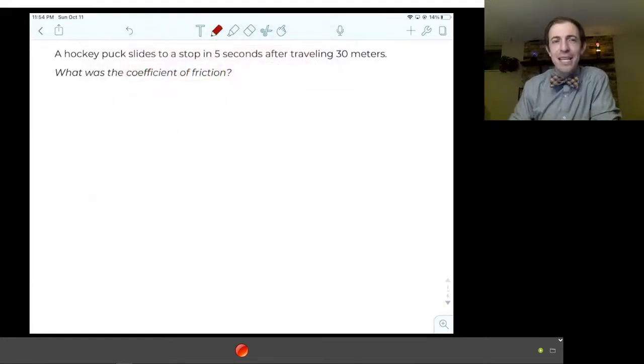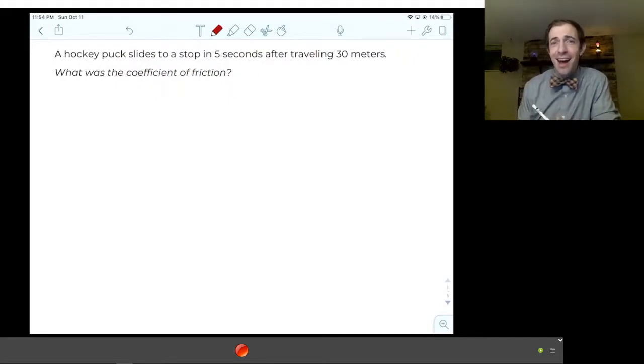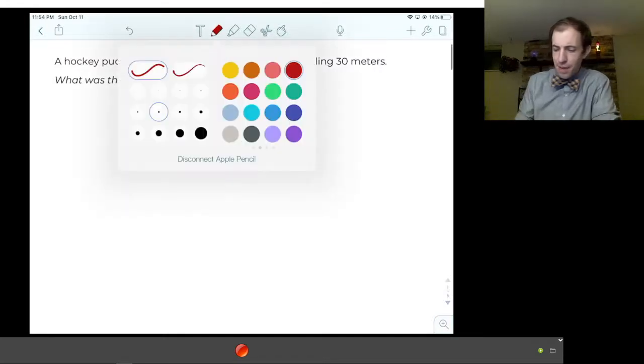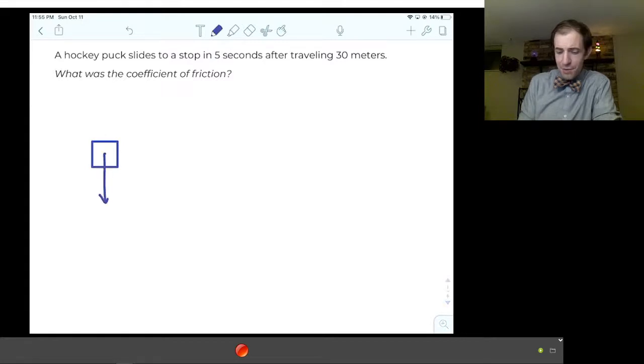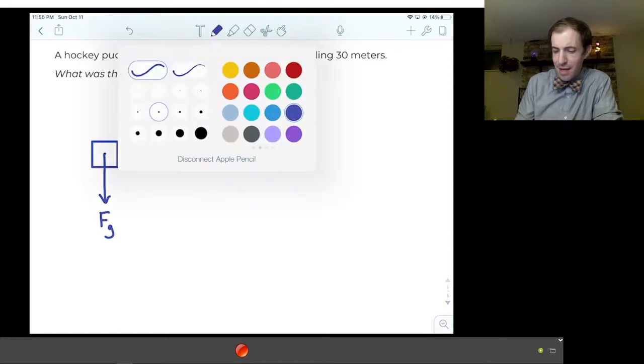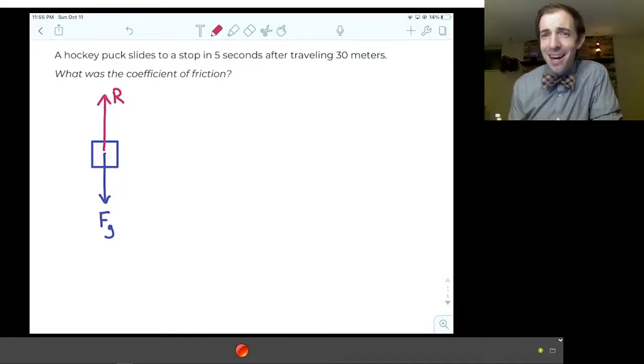So in this particular example, we're going to talk about a hockey puck sliding to a stop 5 seconds after traveling 30 meters. If I start by drawing my free body diagram of what this scenario actually looks like, I get something that looks like this. Here I've got my hockey puck, and there is a force of gravity pulling that hockey puck straight down to the ground, and a normal reaction force, R, pointing straight up.